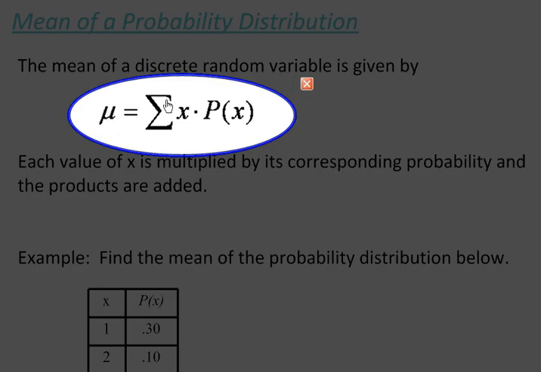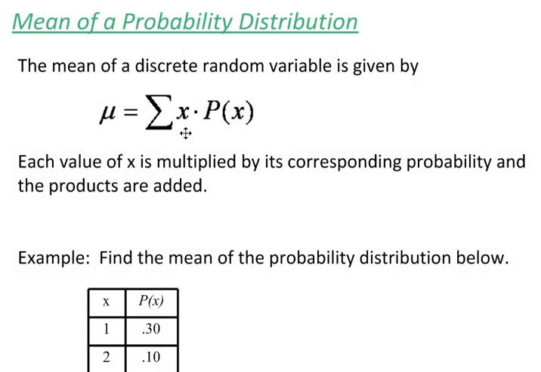Okay. This big symbol right here that looks like a giant E is sigma. That means find the sum of all of this. And x is my random variable, and then p of x is the probability of that random variable. So what I'm going to do is take each random variable, multiply it by its corresponding probability, and then find the sum of all of them. In other words, add them all up.